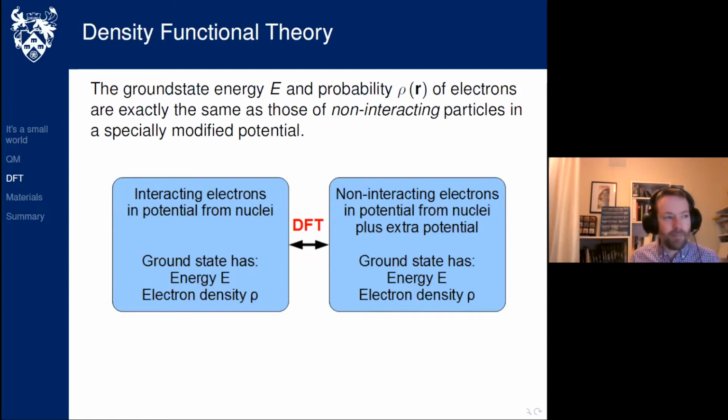But there's another system where the electrons don't interact with each other directly and they move in the potential that the nuclei feel and also a slightly modified potential. We have to add an extra potential, but as long as we add the correct extra potential, that system also has the ground state energy E, lowest energy state E, and the probability distribution given by the same function rho. And density functional theory shows us that these two systems are identical, and it tells us that this extra potential we've added to make them the same exists, that it's there to be found.